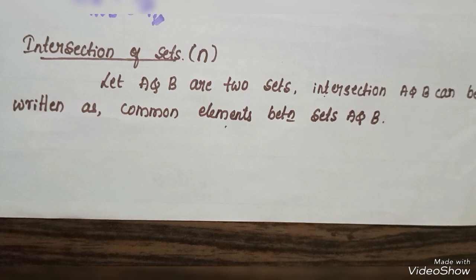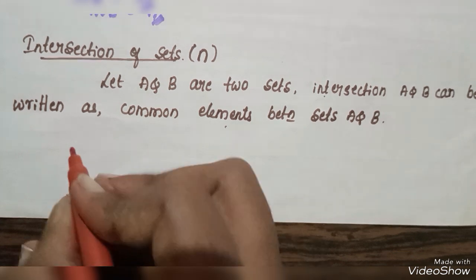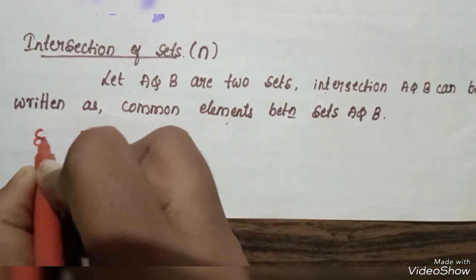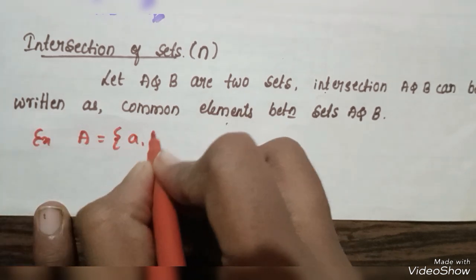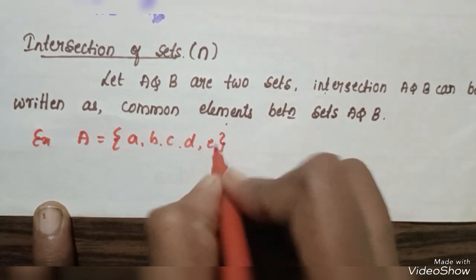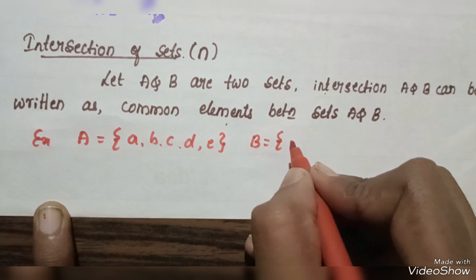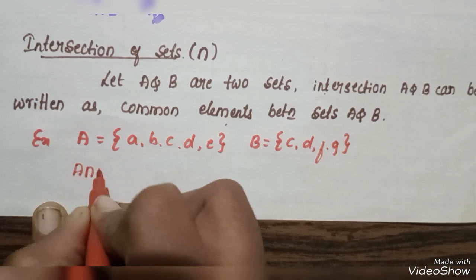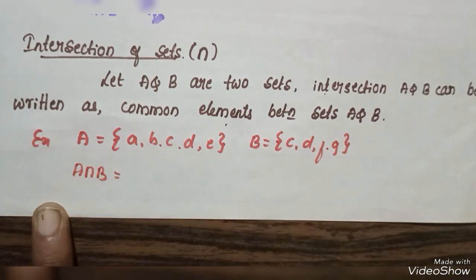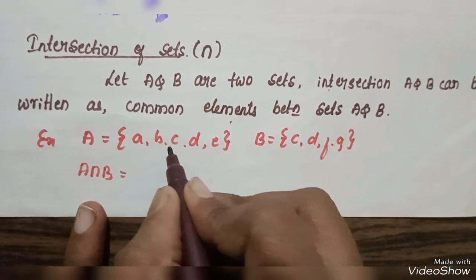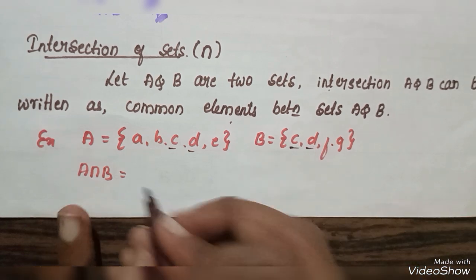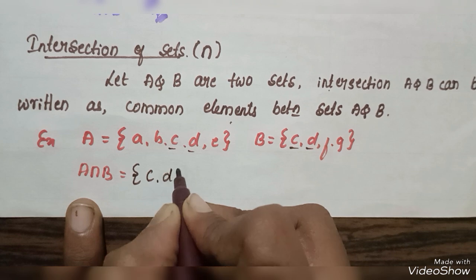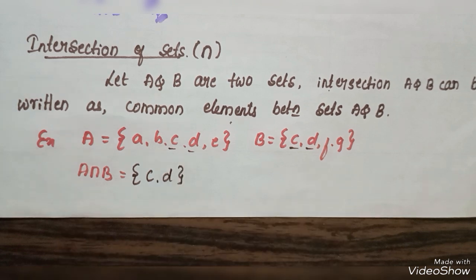Okay, here I am taking one example. A is equal to {A, B, C, D, E}, and the set B containing the elements C, D, F, G. Here A intersection B means the common elements in between A and B. Here the common elements are C and D. Therefore, A intersection B is C, D.